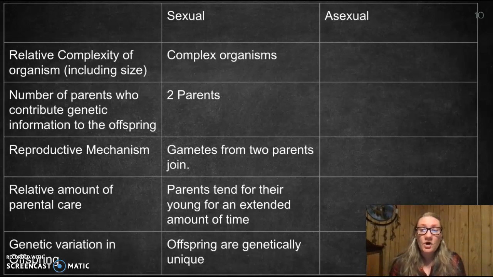Sexual reproduction involves two parents, and their reproductive mechanism is the gametes from each parent joining together. So you get one from each parent, and they come together. These organisms that go through sexual reproduction also tend a lot to their offspring.